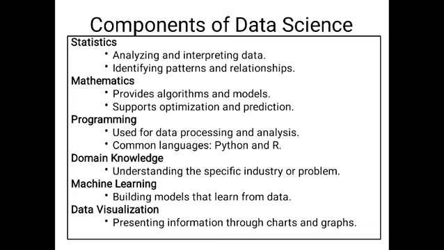Mathematics. Mathematics provides algorithms and models, and it supports optimization and predictions. And then programming. In programming, we use data processing and analysis. The common languages used in data science are Python and R. Domain knowledge: understanding the specific industry or problems by using domain knowledge.